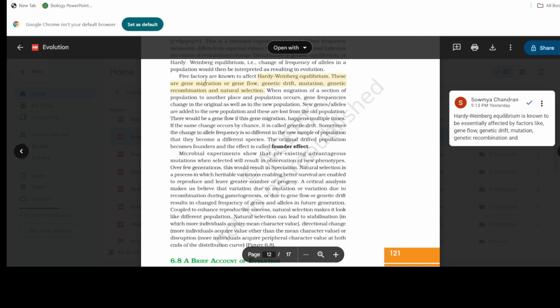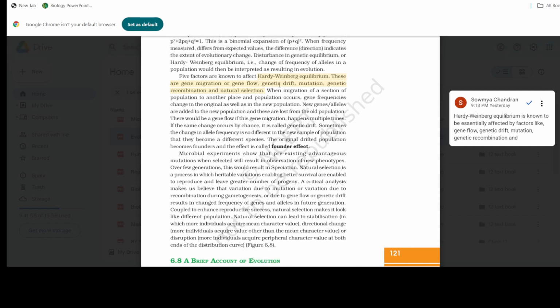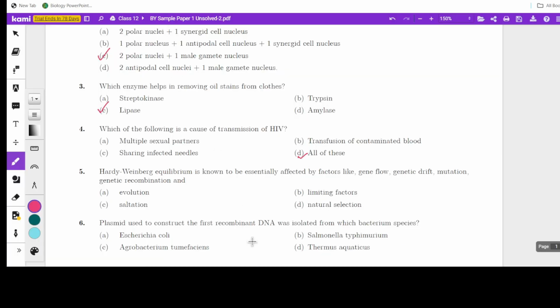Hardy-Weinberg equilibrium. These 5 factors are known to affect Hardy-Weinberg equilibrium. These are gene migration or gene flow, genetic drift, mutation, genetic recombination, and natural selection. So these are the 5 factors that affect the Hardy-Weinberg equilibrium. So the answer here is natural selection.